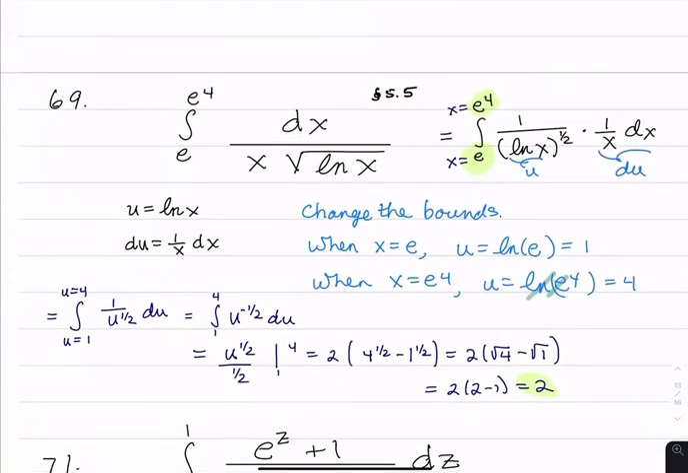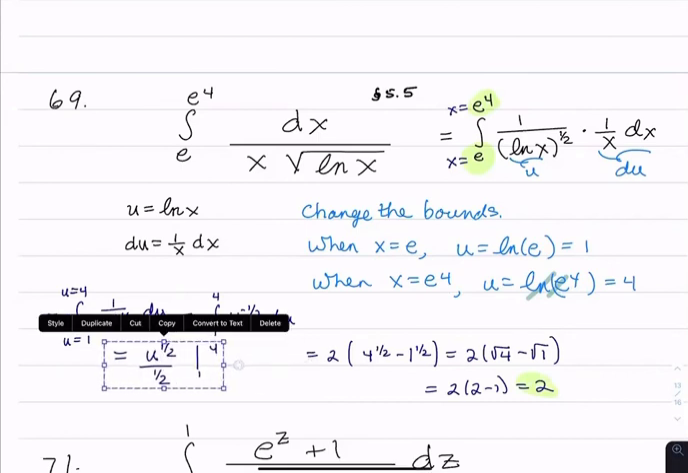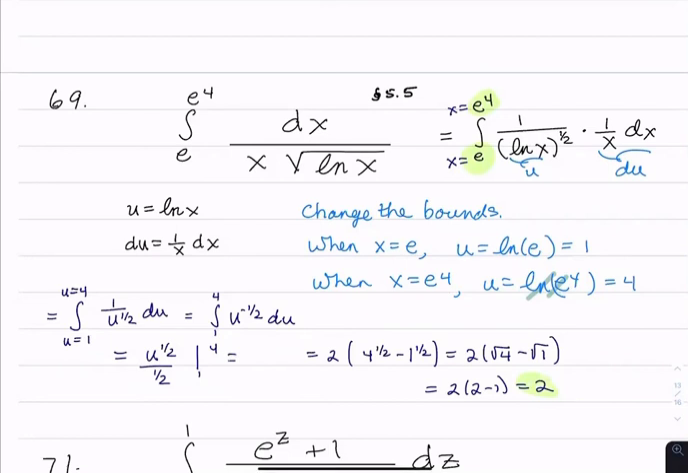Okay, let's stop there. Any questions about that? So I change the bounds whenever I have a definite integral. You don't have to. What you can do is completely ignore e and e to the fourth. Just don't even think about them. You integrate, and you get 2 u to the 1/2 from 1 to 4, since I multiply by the reciprocal. And then at that point, you could put in u equals ln x, but don't put 1 and 4. You would put e and e to the fourth.